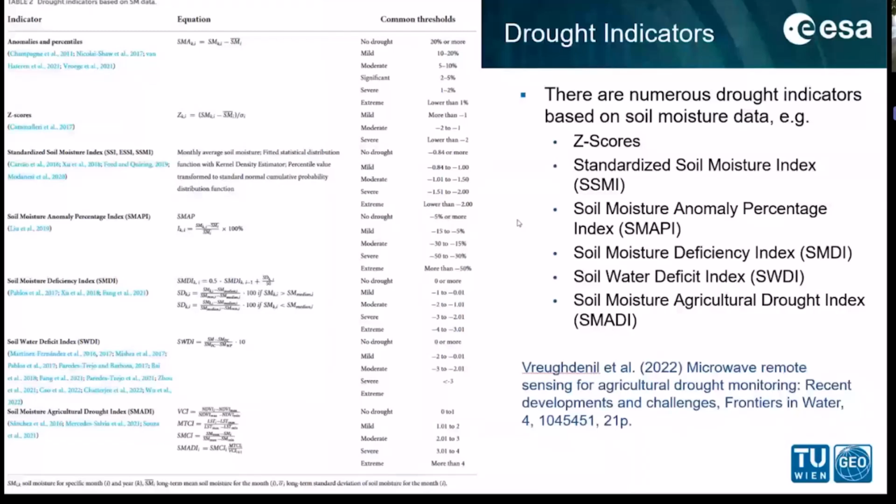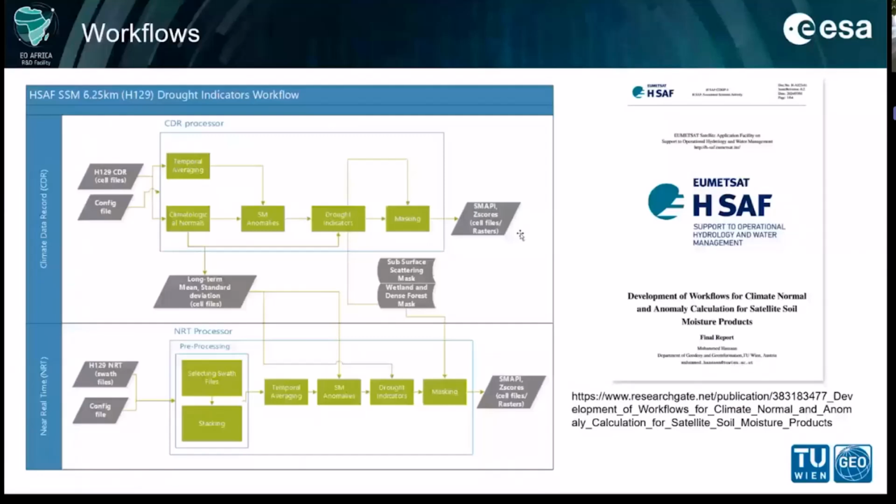And again, they always depend a bit on how they are exactly calculated, how they are normalized, and also very importantly, how thresholds are set for different indicators. So different ways of calculating anomalies lead to different ways of how we set thresholds.